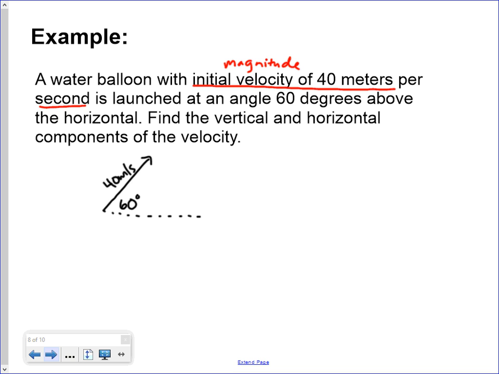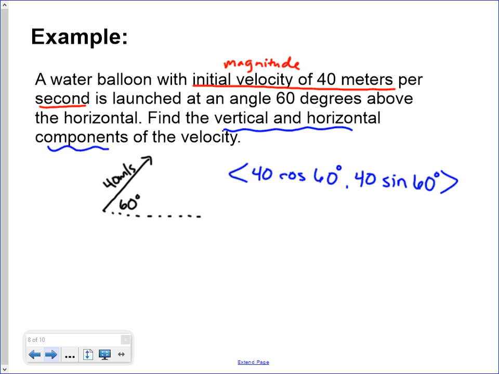Okay? Now, what does the problem want you to do? Find the vertical and horizontal components. So essentially, component form. I would do something like 40 times cosine of 60 and 40 times sine of 60. The one on the left here, that's going to be my horizontal component. This is going to be my vertical component. So 40 times square root 3 over 2 and 40 times 1/2.